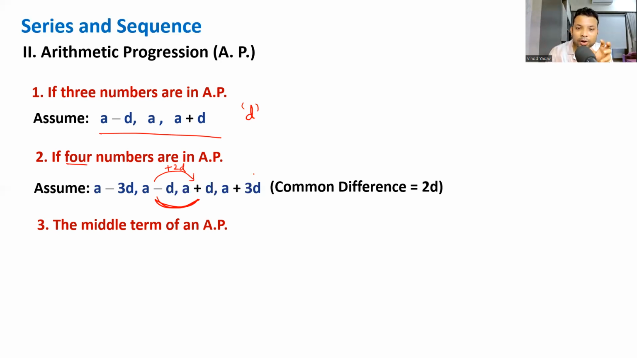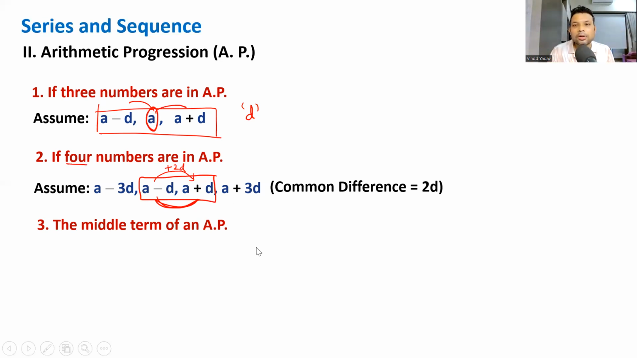So if you understood four terms, then you can develop 6 terms, 8 terms, 10 terms. If you have understood 3 terms, then you can develop 5 terms, 7 terms. You should just know this basic start. So for an odd number of terms, the central term is A, then assume the terms symmetrically on both sides. Similarly for an even number of terms, assume the middle two terms like this, then develop the terms symmetrically on both sides by taking the common difference 2D.